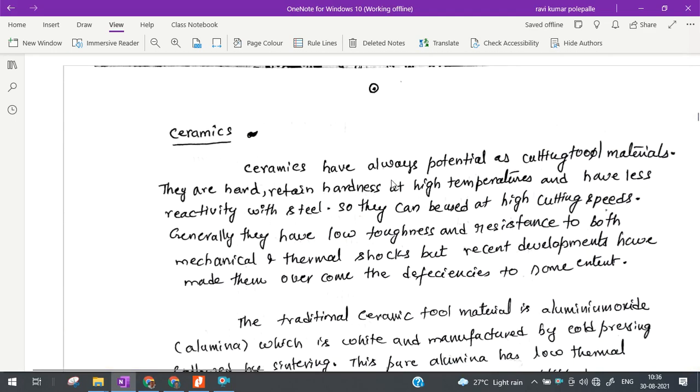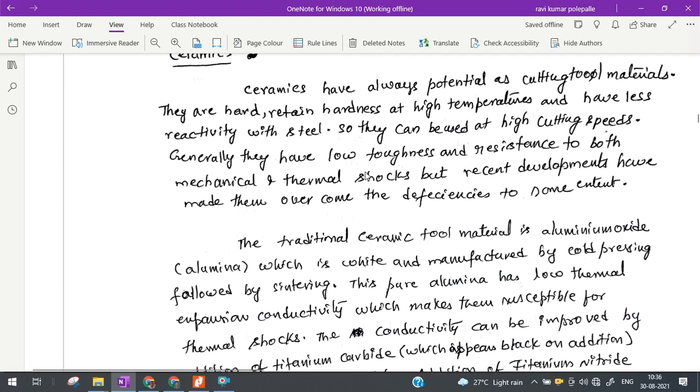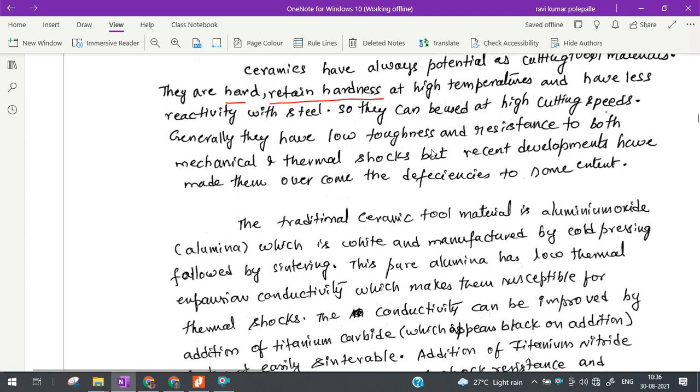The next type of materials, ceramics. Ceramics always have potential as cutting tool materials. They are hard, and they retain hardness even up to 1400 degrees centigrade. It's possible, and they have less reactivity, so they can be used at very high speeds. However, they have low toughness and low resistance to both mechanical loads and thermal loads, thermal shocks.